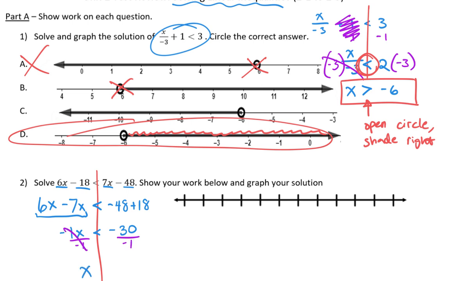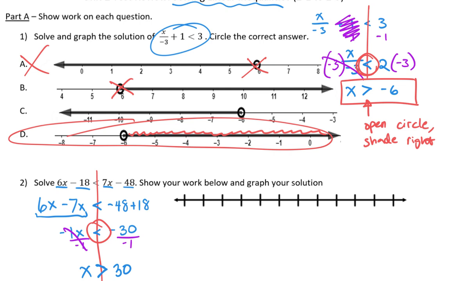And I get x. And on the right side, I have a negative divided by a negative, so it's a positive. 30 divided by 1, so +30. And then just like the last one, since we divided... Well, on this one we divide, on the other one we multiplied. But since I divided by a negative number, I've got to flip that symbol around. So instead of being a less than, it's going to be a greater than.